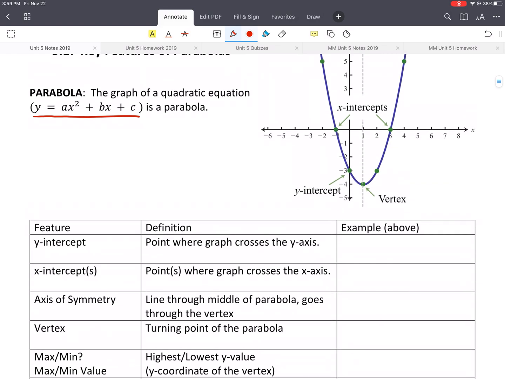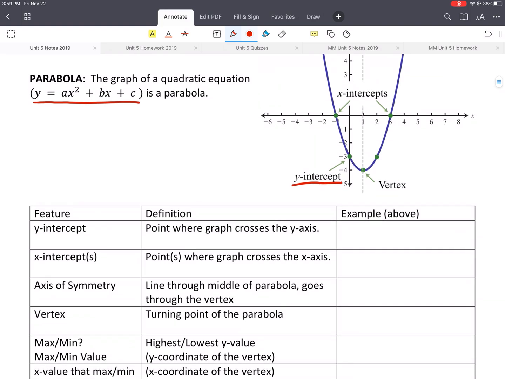So looking at this graph, we can look at y-intercepts. The y-intercept is the point where the graph crosses the y-axis, right? And that's labeled right here. So if we wanted to write that for our example, that would be (0, -3), because we always do x comma y. The x value for the y-intercept would be 0, and the y value would be -3.